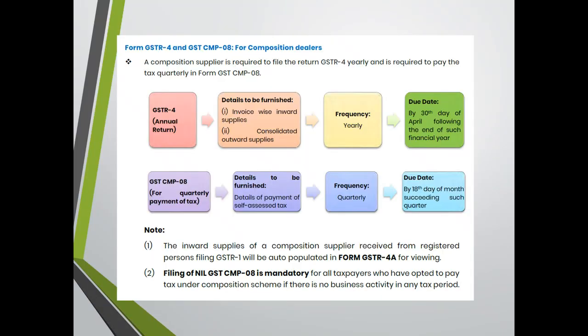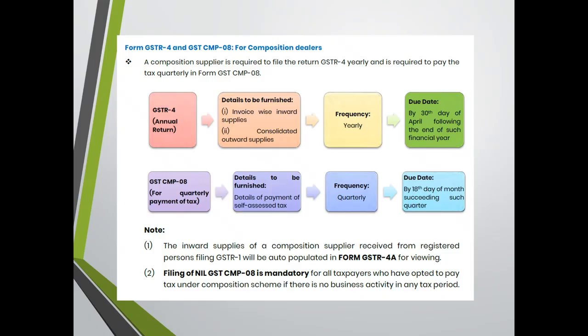And today we have already seen the composition person returns, GSTR 4 as well as CMP 08. GSTR 4 is the annual return that we would be required to submit. 30th of April is the last date for filing GSTR 4. CMP 08 is the quarterly payment of taxes, how to do it and all we have already seen.